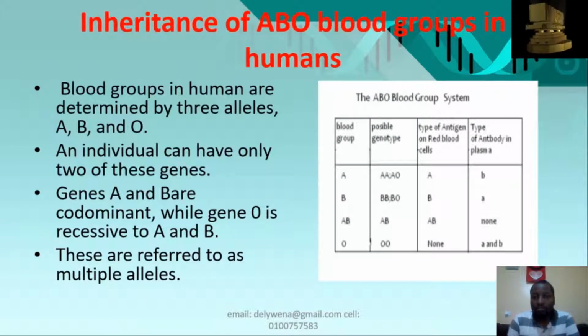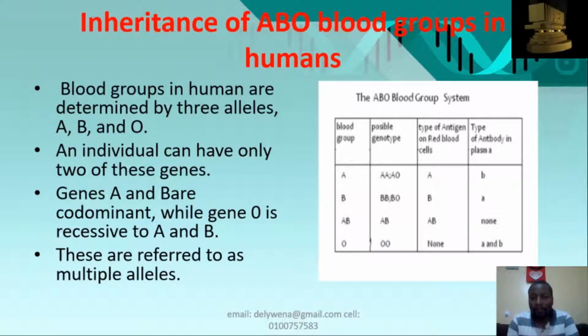We'll have the blood group, the possible genotype, the type of antigen on the red blood cell, and the type of antibody in the plasma. For example, blood group A, the possible genotypes can be AA or AO. Why? Because genes A and B are codominant, and gene O is recessive. So in a scenario where we have A and O, A will express itself. So the type of antigen on the red blood cell will be A, and the antibody will be B.